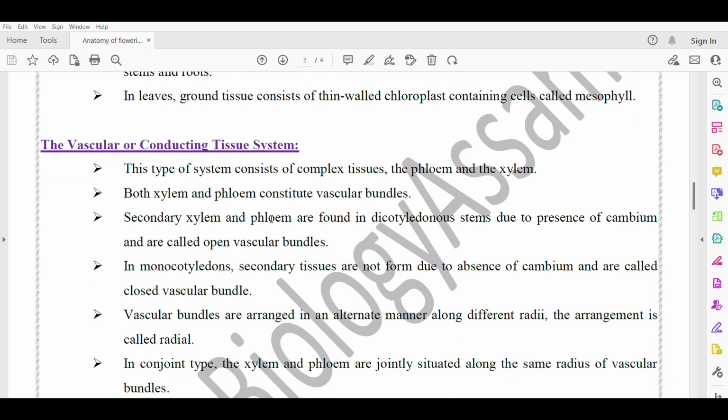The vascular or conducting tissue system. This system consists of complex tissues, the phloem and the xylem. Both xylem and phloem constitute vascular bundles. Secondary xylem and phloem are found in the dicotyledonous stem due to the presence of cambium, and these are called open vascular bundles. In monocotyledons, secondary tissues are not formed due to absence of cambium, and these are called closed vascular bundles.